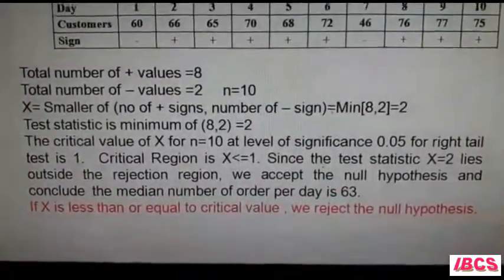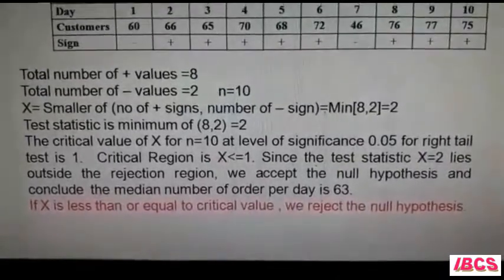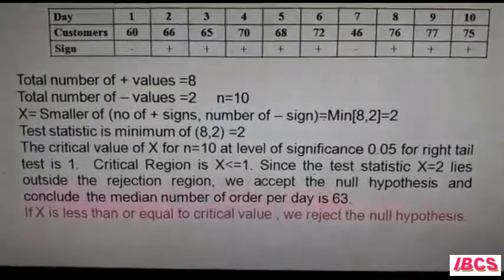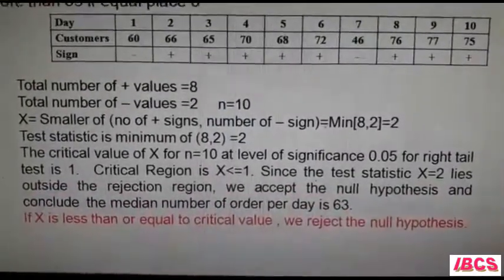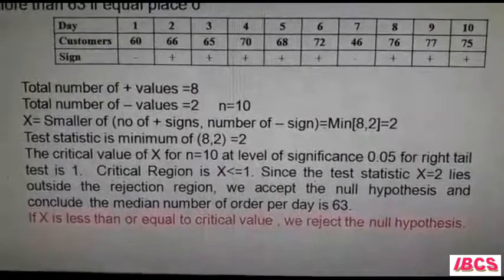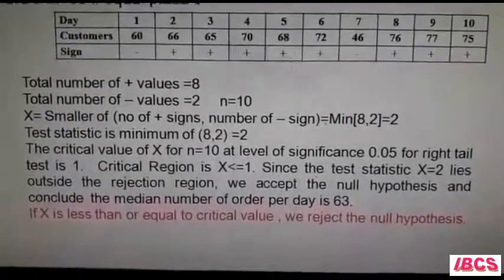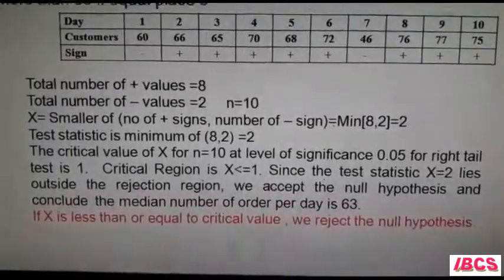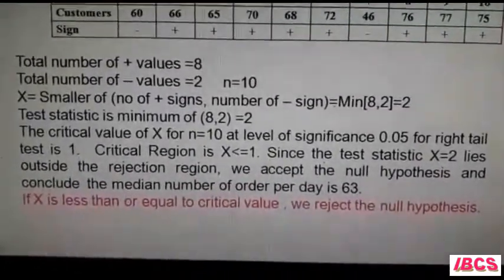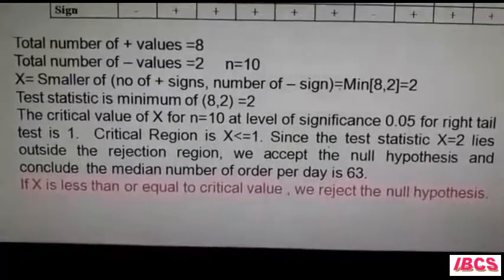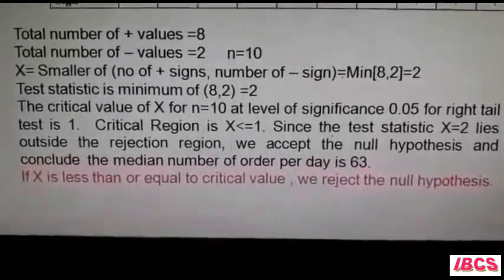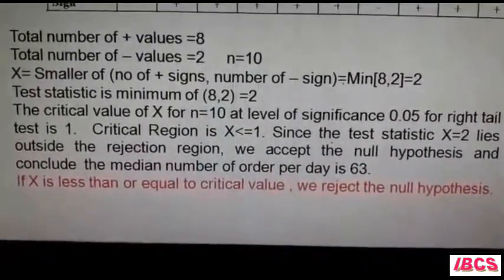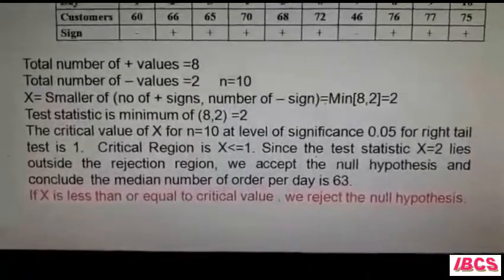The critical value of x for n equal to 10 at significance level 0.05 for the right tail is 1. This value we got from the sign test table. So the critical region is x less than or equal to 1. Since the test statistic x equal to 2 lies outside the rejection region, we accept the null hypothesis and conclude that the median number of orders per day is 63. Note that if x is less than or equal to the critical value, we reject the null hypothesis.